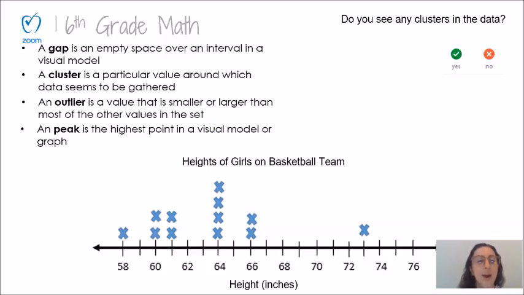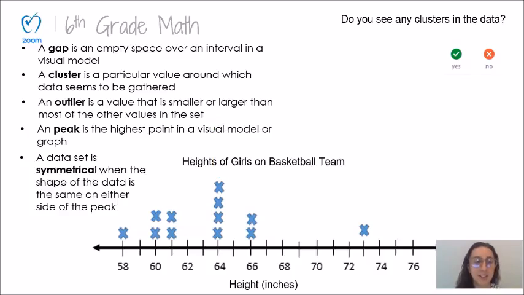That means our last term here is symmetrical. A data set is symmetrical when the shape of the data is the same on either side of the peak. In other words, if we folded our dot plot along the line of the peak, we would get a mirror image on the left and the right. So, is this data set symmetrical? One more time, into Zoom, vote yes or no. Ready? Vote.